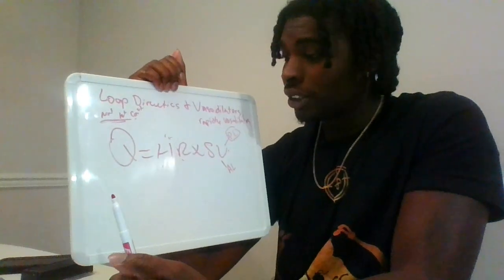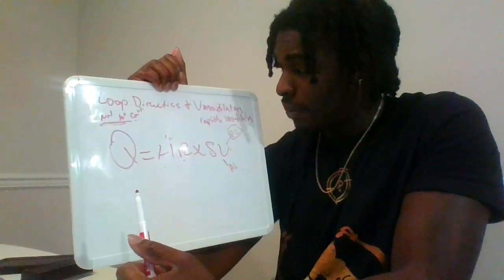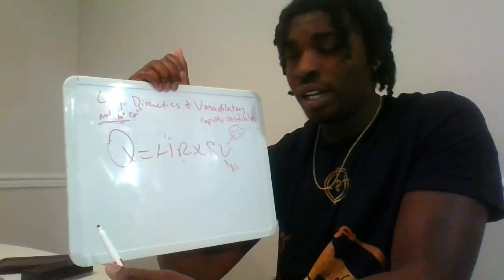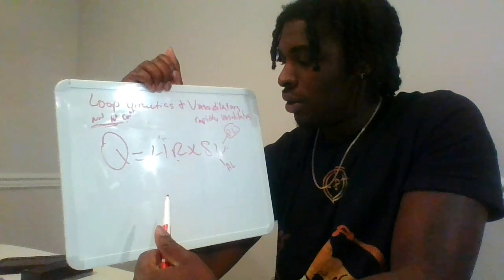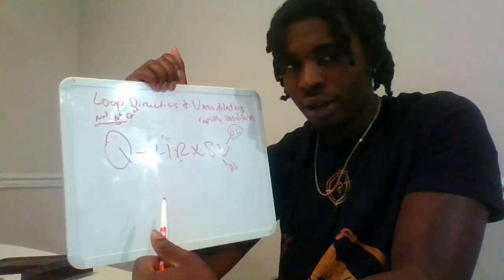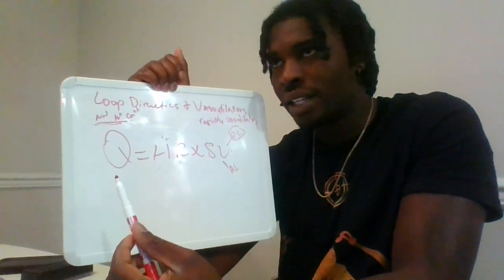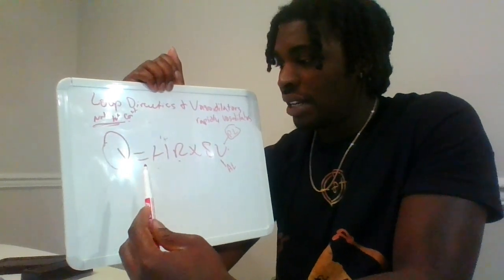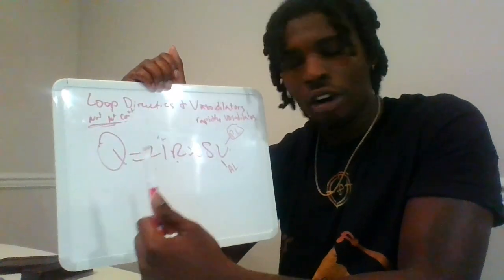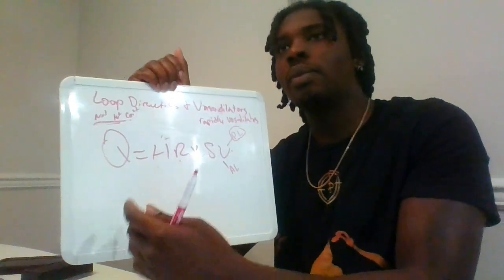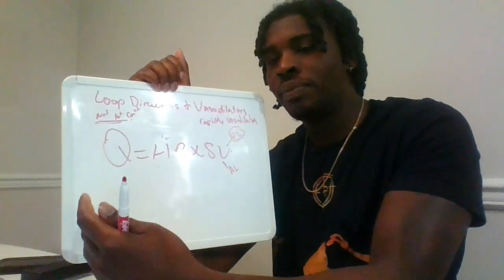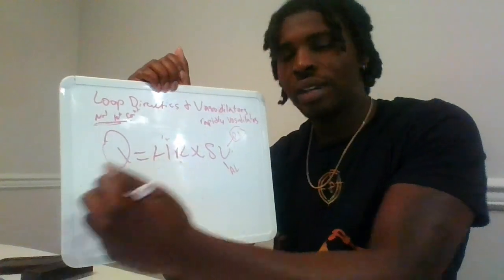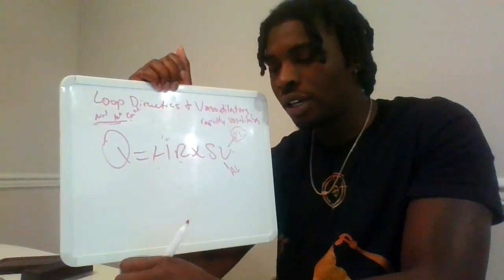All right. So that's pretty much it for this video, knowing that preload and afterload are big things affected by loop diuretics and vasodilators, and then how the heart rate won't be able to work in the same capacity. So exercise tolerance will be decreased.